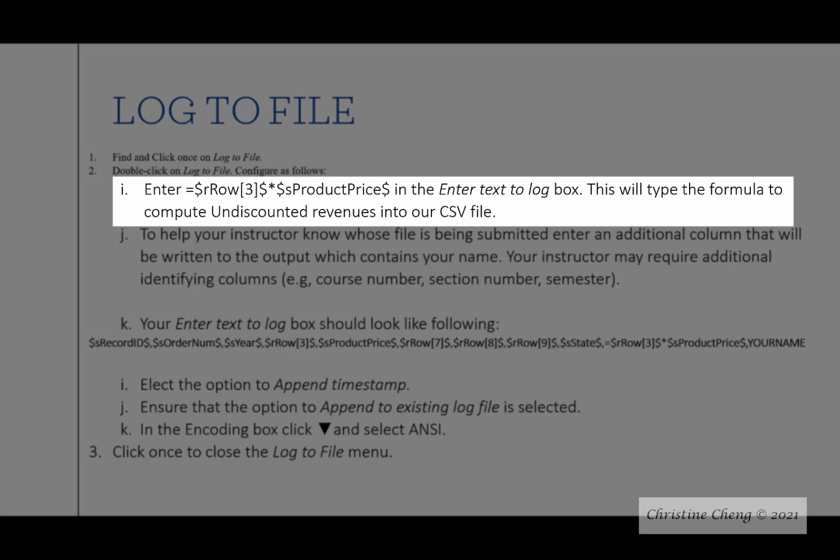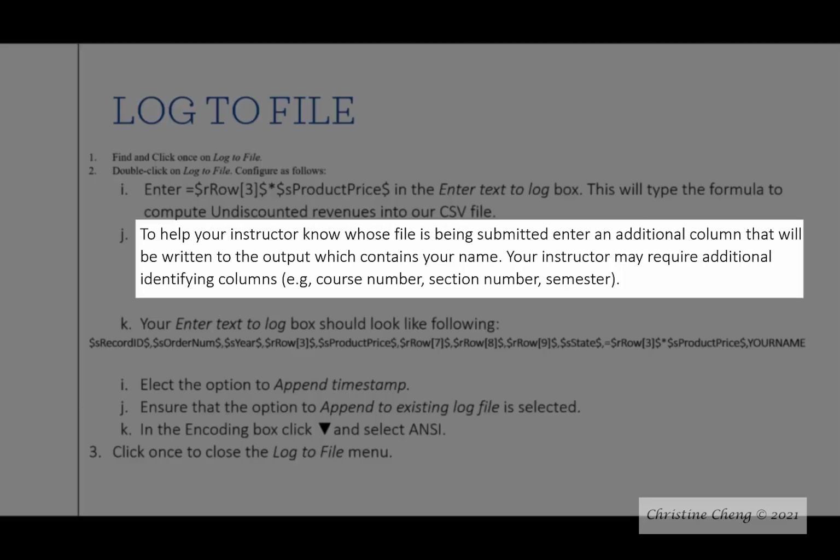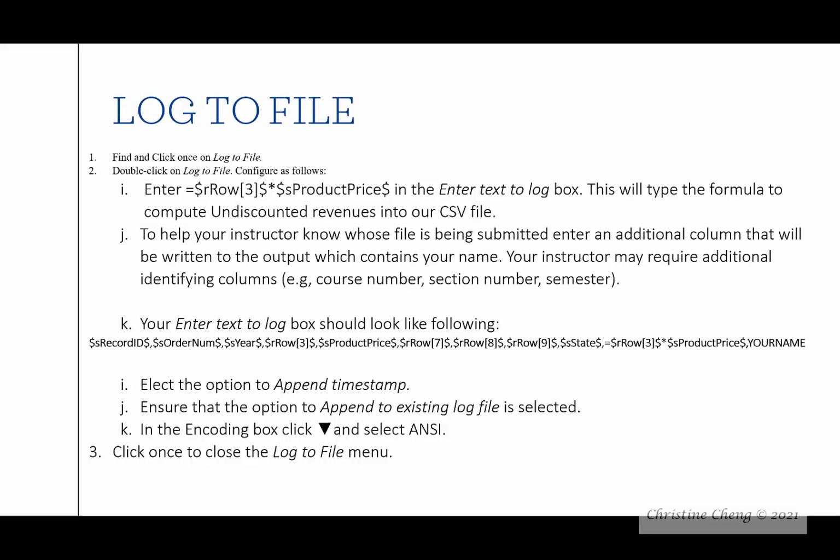I will demonstrate how we can write a formula that will compute undiscounted revenues in the CSV file using the text to log command. The final column will contain your name so that the instructor can quickly identify who the CSV file belongs to. Let's get into A2019 to see how we program the bot to write in all of these data elements into our CSV file.